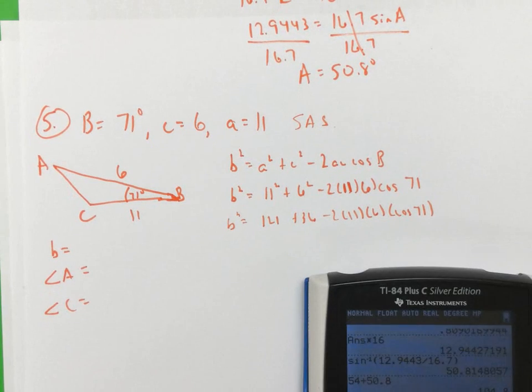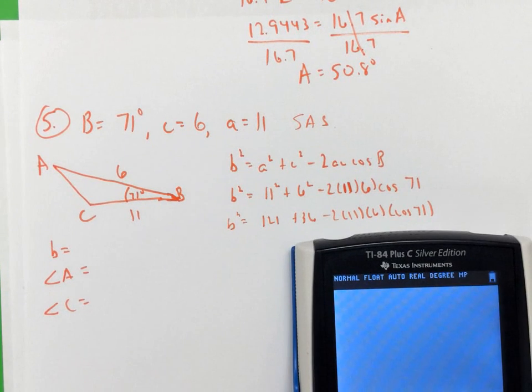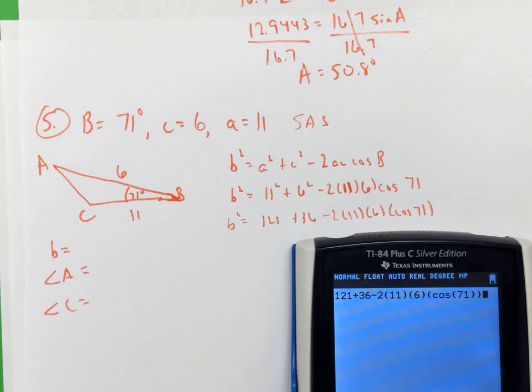Alright, let's plug that in our calculator. 121 plus 36 minus 2 times 11 times 6 times cosine of 71, close parentheses. Make sure you close your parentheses. Look how I have that written. Please check your calculator this time.